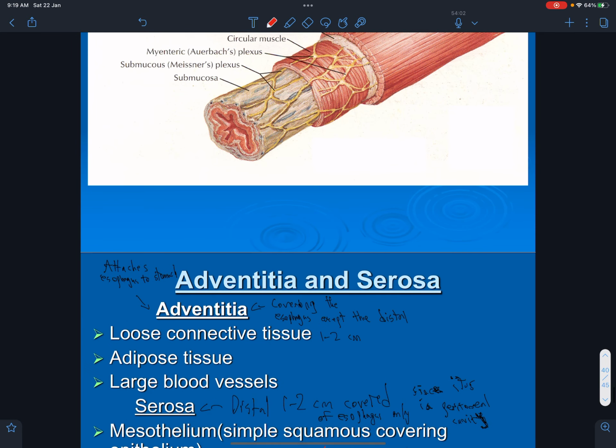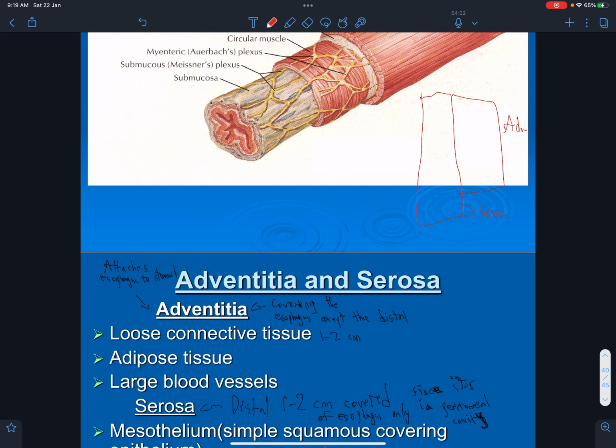You see here, we're going to draw the esophagus, okay? Your esophagus is going to be lined by adventitia. The majority of it is going to be lined by adventitia, which is a loose connective tissue, except the distal, the lower third of your esophagus. They're going to be lined by serosa. So, hold on. Basically, your esophagus is lined by adventitia and serosa. All parts of the esophagus are lined by the adventitia, the loose connective tissue, except the distal 1 to 2 centimeters, the lower third of your esophagus, which is lined by serosa.